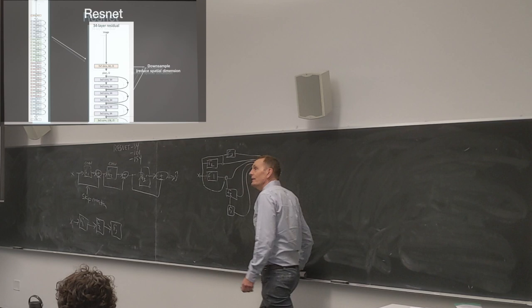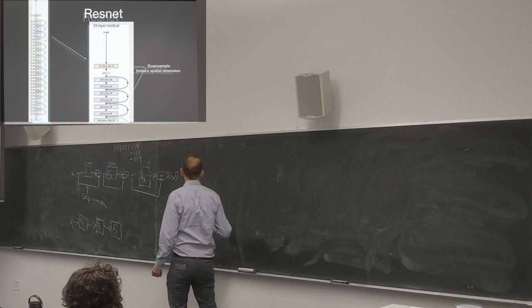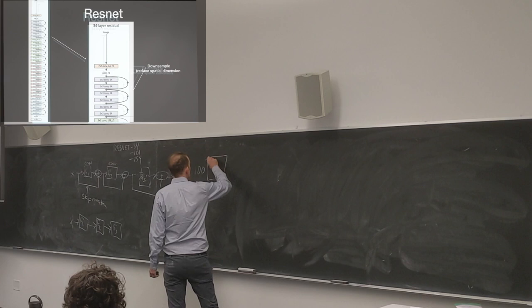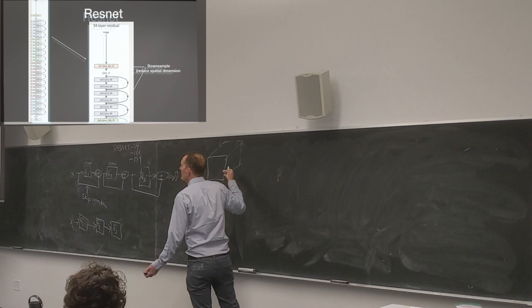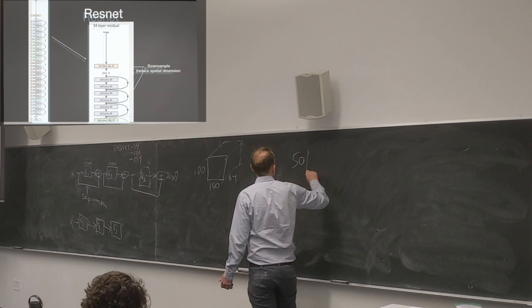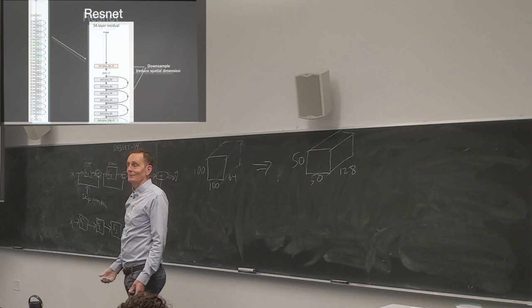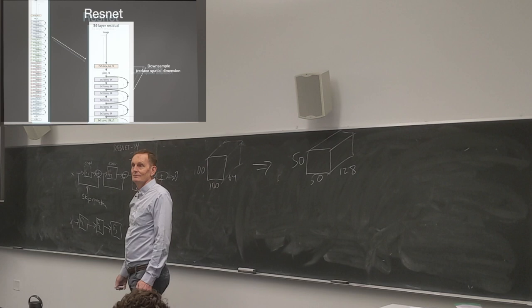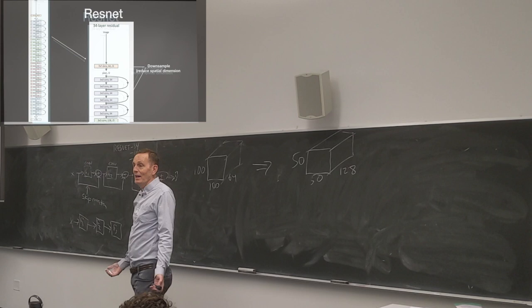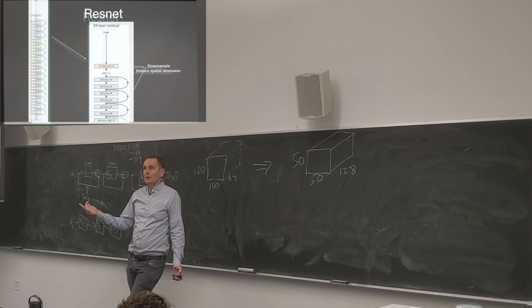If we're not going to do a max pool, how can we go from, I don't know, a 100 by 100 input by 64 to 50 by 50, not to scale, by 128? And we're not allowed to use max pool or average pool, no pooling. What if it was an option? I will say, what do we have left? What else do we know how to do? Yeah, we have convolutions. We've got to do a convolution.